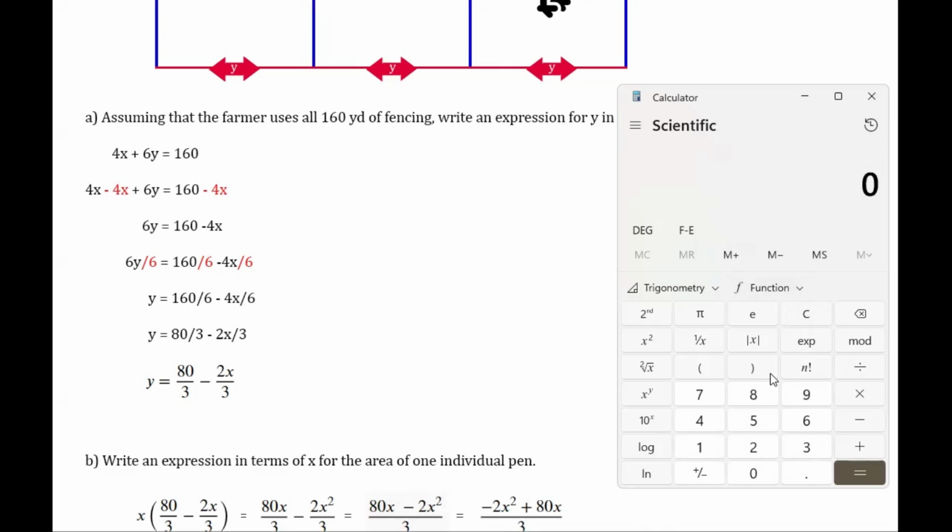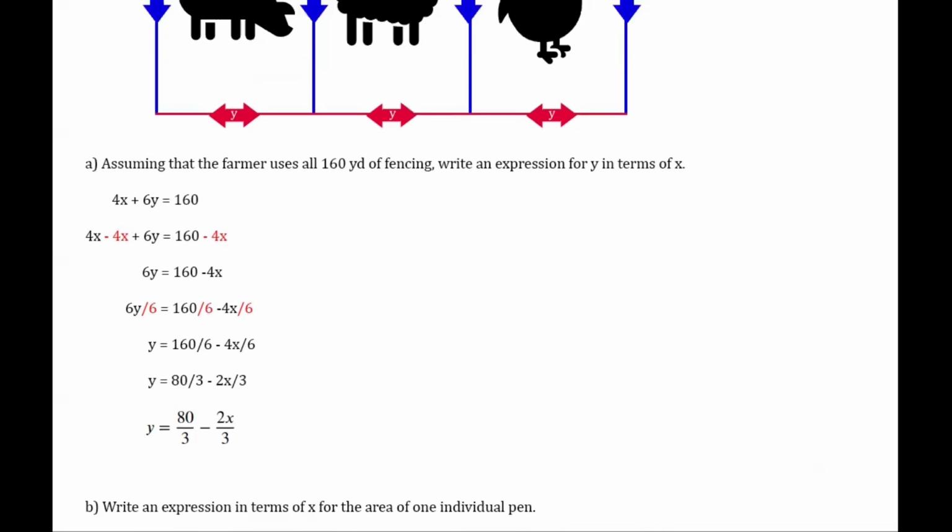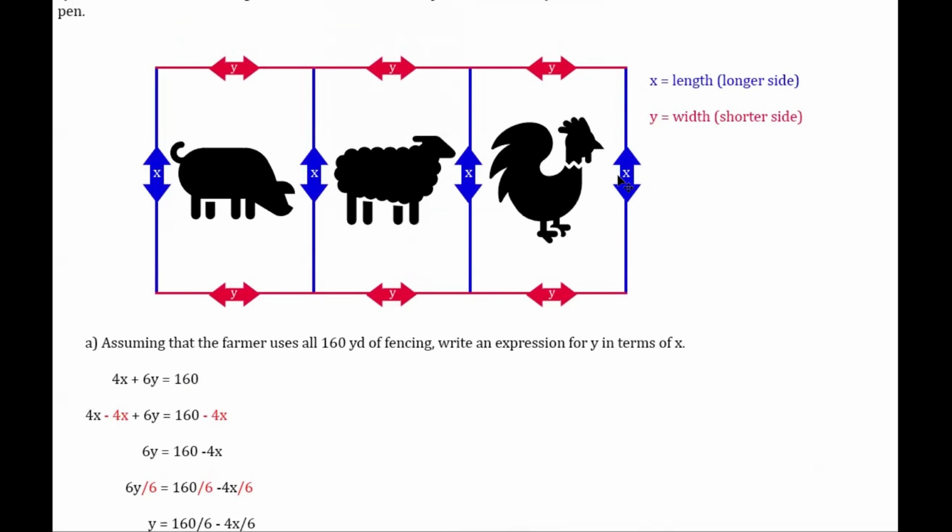Let's check and see if the 25 works. So if I do 80 divided by 3 minus 2 times 25 divided by 3, I get 10. That's going to work. 10 is less than 25. So each x could be worth 25 and each y could be worth 10, and that's going to work out. All the x's are bigger and the y's are smaller. That's how it works with length and width.